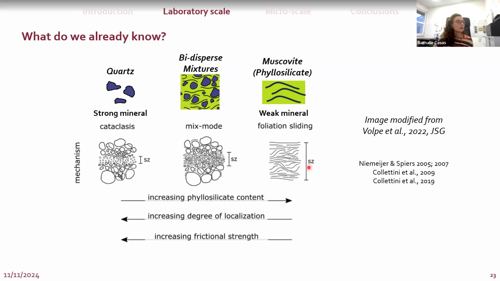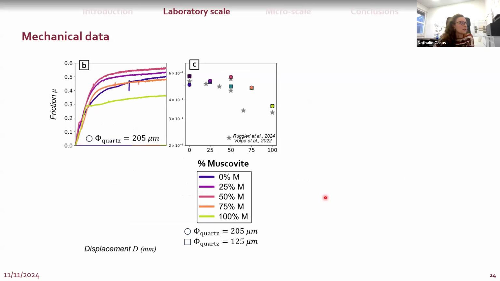So as I showed you in the Byerlee plots, we have friction decreasing towards 0.3, more or less. And in between, for the bidispersed mixtures, we have kind of a mixed mode, mixing a bit of cataclasis, a bit of distributed deformation, and again frictional strength in between. So indeed, from a mechanical point of view, this is what we have for our data.